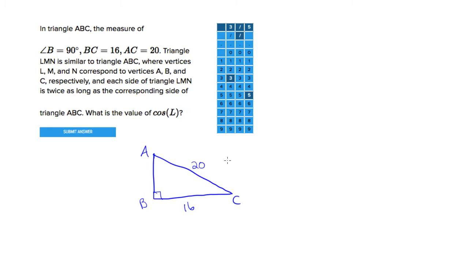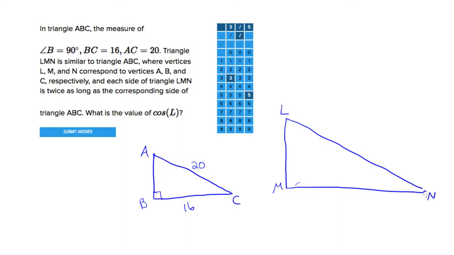And then we're told that triangle LMN is similar to triangle ABC, where L, M, and N correspond to A, B, and C. We're also told that each side of LMN is twice as long as the corresponding side of ABC. So I don't necessarily care about that when it comes to trig ratios. I'm going to draw it so that you can see it, but it would be something like this, where L, M, and N match up with A, B, and C.